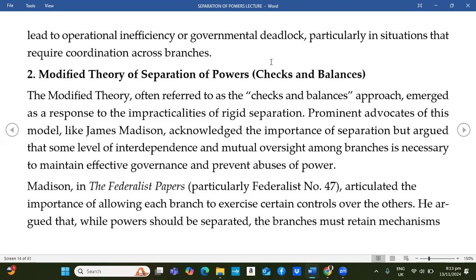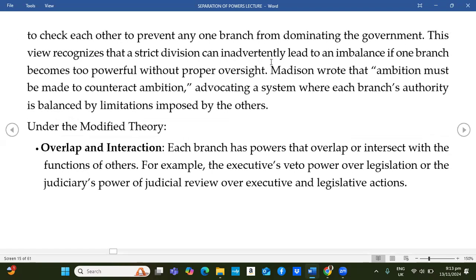So that is, I think, a very sensible compromise. Under the modified theory, we have what we call overlap and interaction. Each branch has powers that overlap or intersect with the functions of others. We can give so many illustrations. Let me give you an illustration.